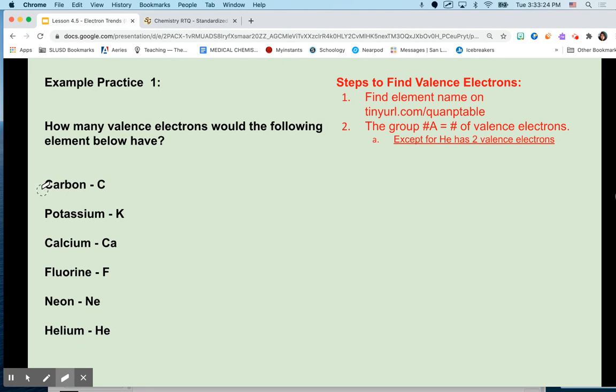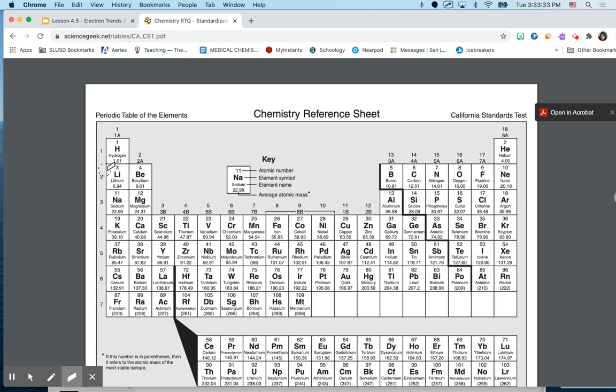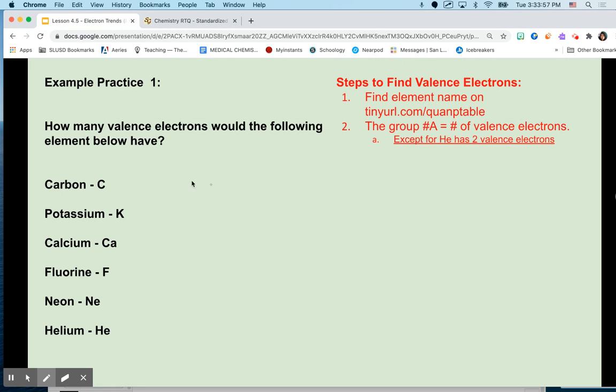So if I need to look for carbon and how many valence electrons carbon has, I'm going to look for carbon on the periodic table first. Where is it? Oh my gosh, it's right there. So carbon is here. And again, I kind of covered it up, but it is in group 4A. So therefore, it will have 4 valence electrons, because it's in group or column 4A.